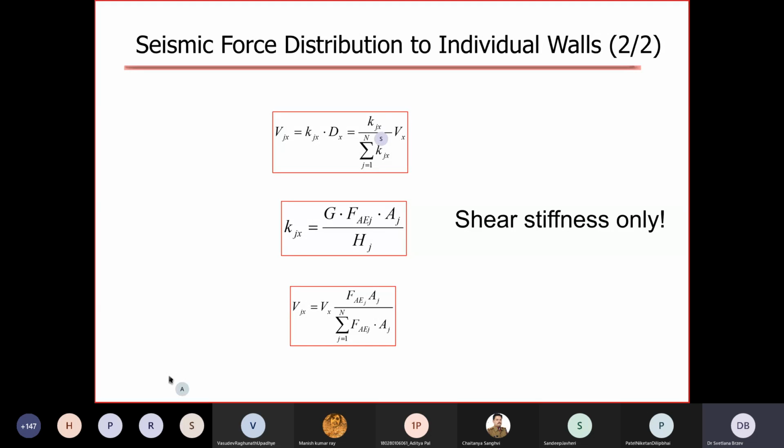We are assuming that confined masonry buildings behave in a shear dominant mechanism. Therefore, for their stiffness, we can only consider shear stiffness. And for those of you who are engineering students or engineers, you know how shear stiffness is calculated. This is a product of modulus of rigidity, some factor that takes into account aspect ratio, which is just a non-dimensional value, the cross-sectional area of the wall, and this is the height of the wall.